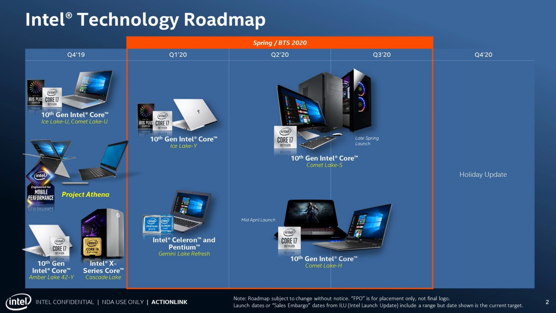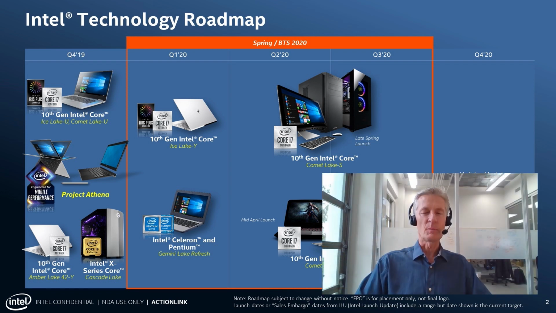So we're focusing on the spring. I'm saying spring / back to school timeframe because it's kind of munged together. There's going to be kind of rolling products coming out, like as an example, the Ice Lake Y product, the 10th gen Intel Core Y series is out, right? It's in production. There are some systems out there with that, as well as a new Gemini Lake, so Pentium and Celeron, the small core parts. Those two are in the market now.